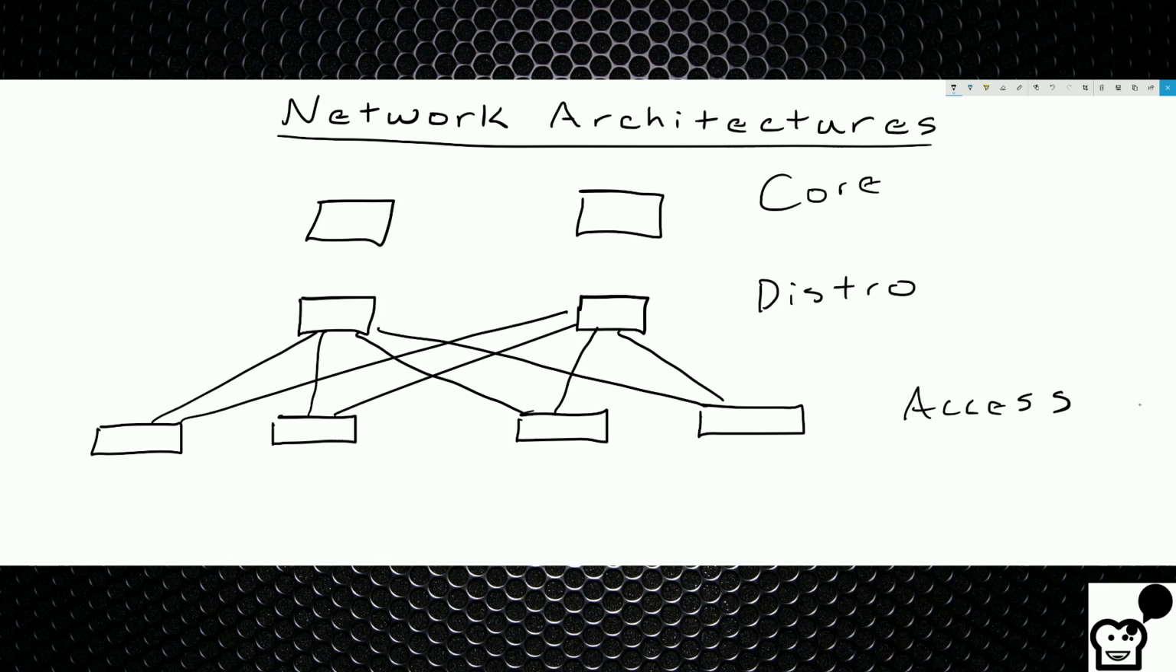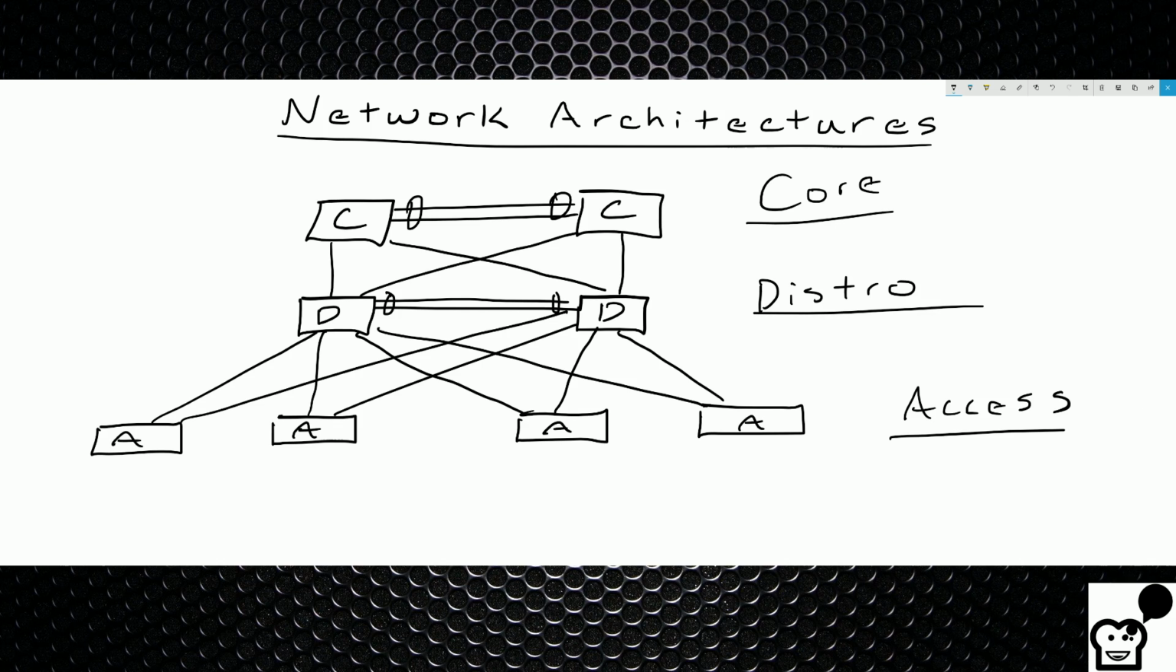Typically your distribution switches will have a connection between them, typically a multi-link connection, EtherChannel, port channel, whatever you want to call that. And they'll have redundant connections to the core layer as well. And your core will have its own connections in between each other. So those are your 3 layers for your 3-tier network architecture.